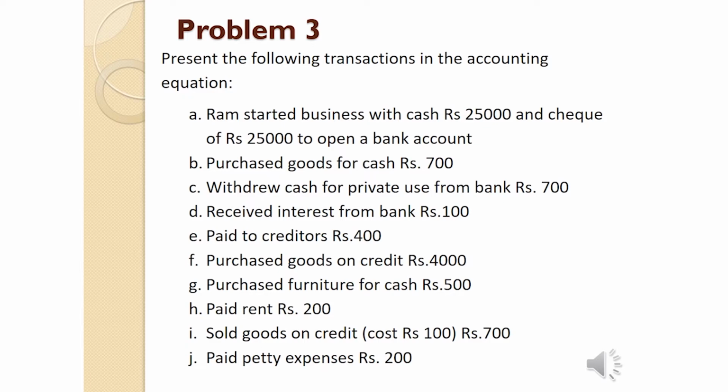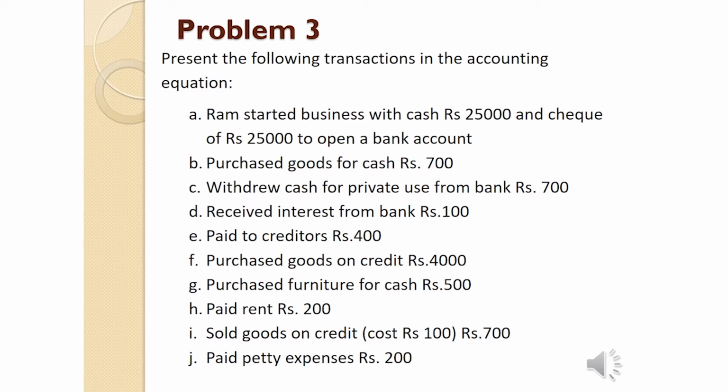Pay to creditors rupees 400. Purchase goods on credit rupees 4,000. Purchased furniture for cash rupees 500. Paid rent rupees 200. Sold goods on credit rupees 700, but the cost price is rupees 100. Paid petty expenses rupees 200. Now we have to identify the transactions.